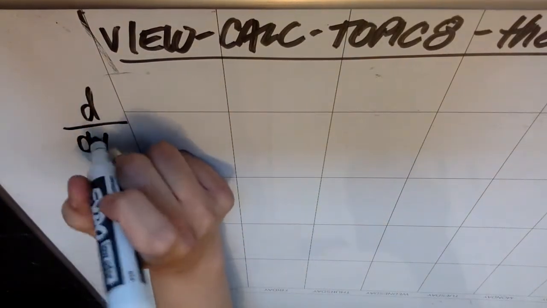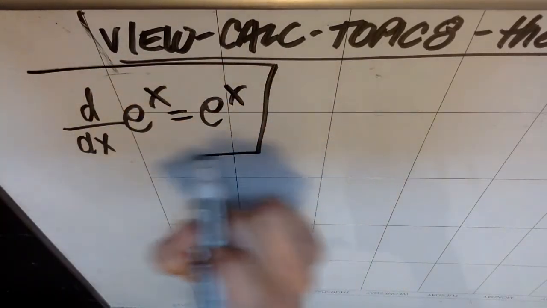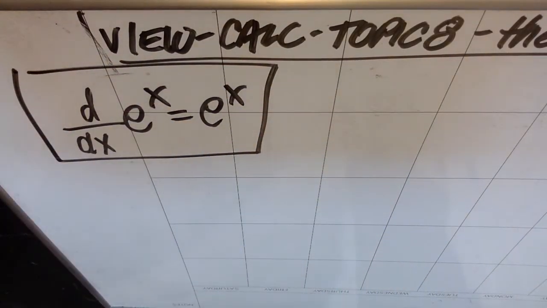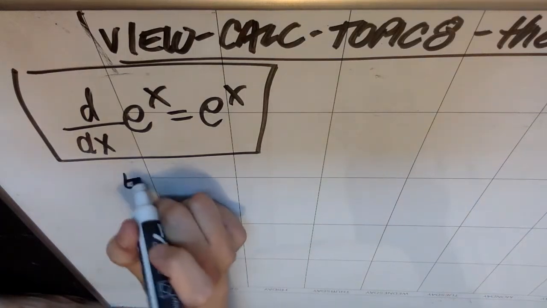So the derivative with respect to x of e to the x is just e to the x. So you could differentiate e to the x over and over again, once, twice, 3 times, 4 times, you're always going to get e to the x, okay? So that's another one that's worth making a note card for, even though it seems pretty straightforward. So let's do example 3.